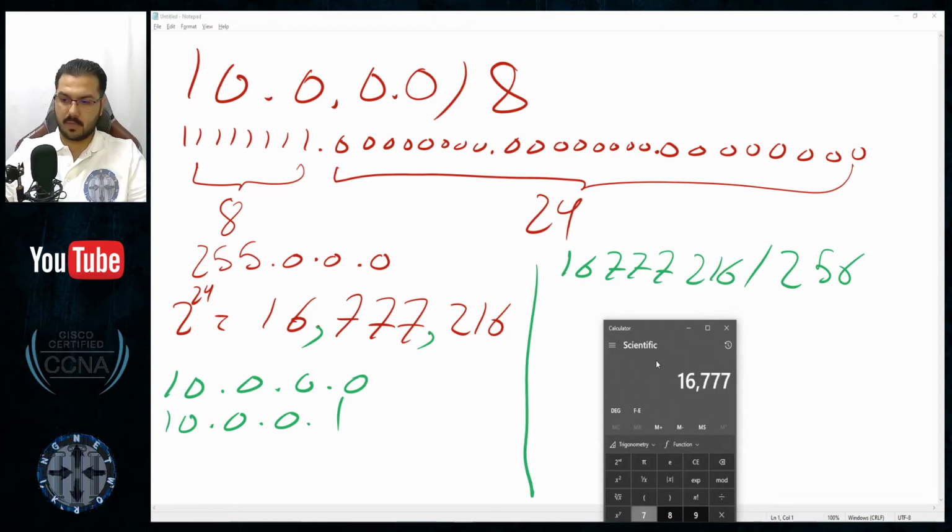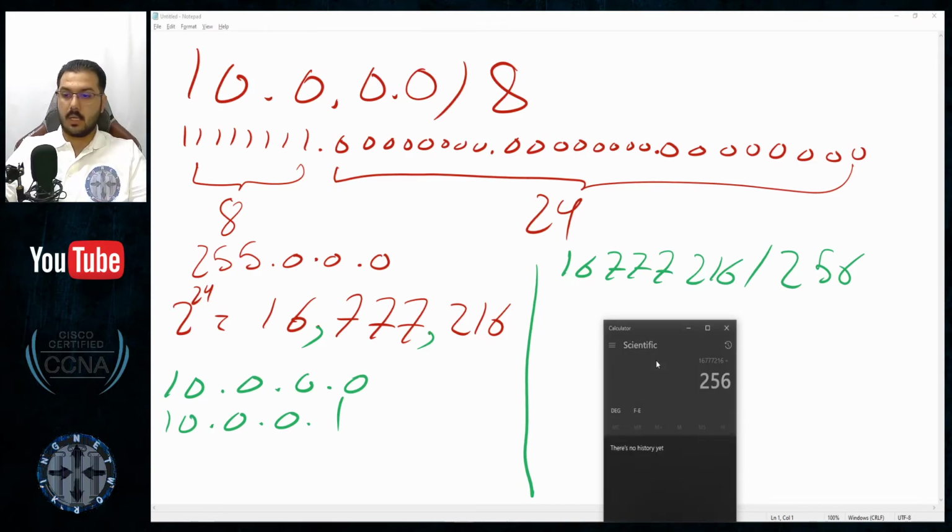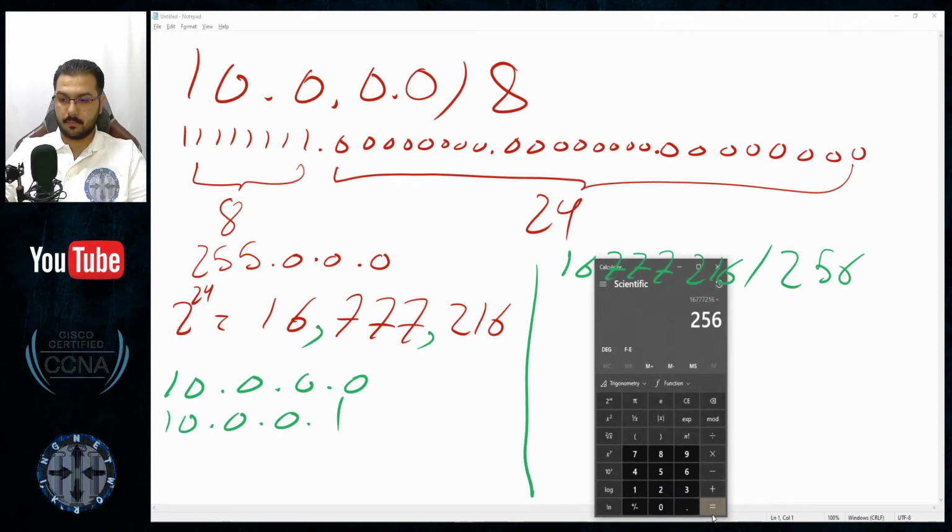Again, 16,777,216 divided on 256, because the decimals made me think that it's incorrect. And the result was 65,536. This is too much, so again I will have to divide it again on 256, and the result is 256. So 16,777,216 divided on 256 results in 65,000 something, and again divided on 256 results in 256. Now that is a nice catch.